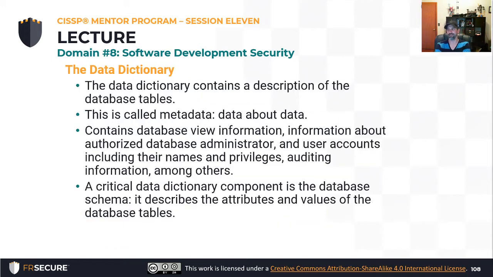The data dictionary is the description of all the database tables. So this is the metadata about the data. What's in this column? What's in this table? What do they do? What are the keys, primary keys? You're going to find all that stuff in the data dictionary. It's generally in the database schema, and it's just going to describe the values and attributes of the database table.